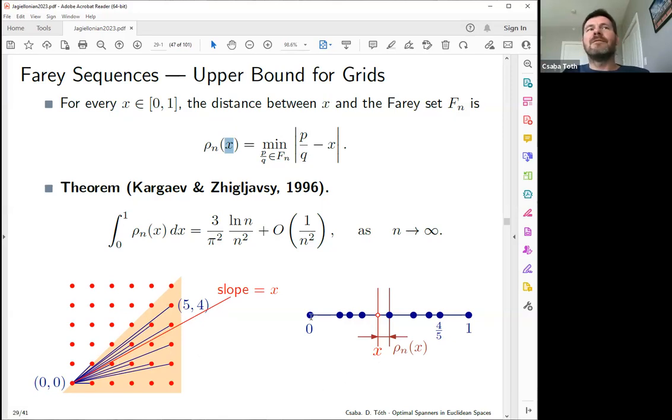Or if we lay out the slopes in a line between 0 and 1, x is an arbitrary slope, and then there's a closest Farey point, which would be this. So the theorem of Kargev and Zhigyarsky gives an average value for this distance. So if we integrate over all slopes, then this is what we get. And we can use this.